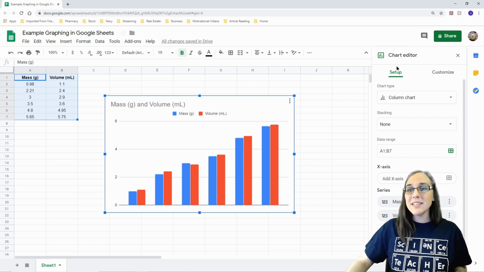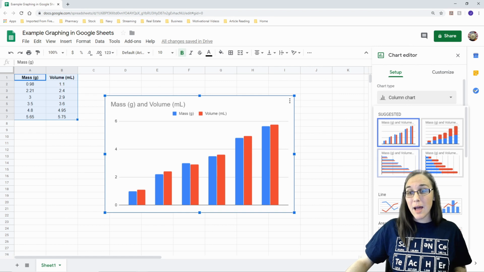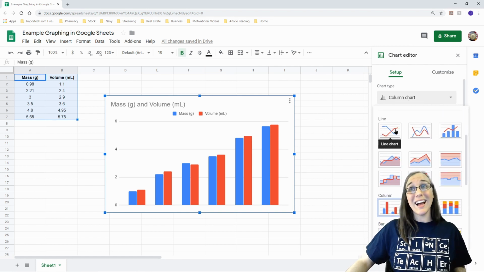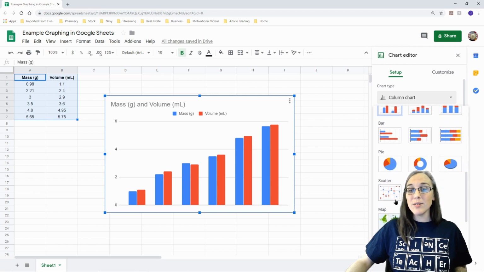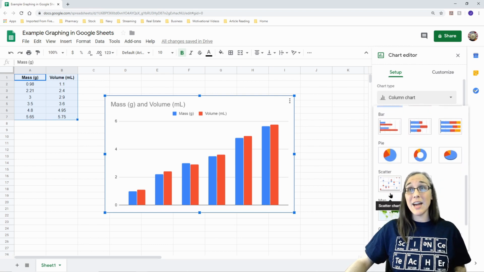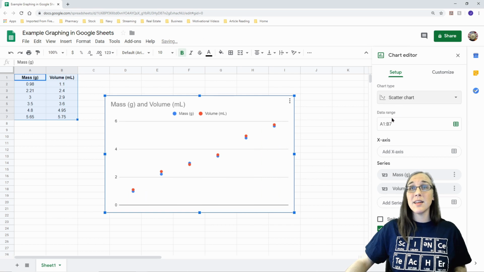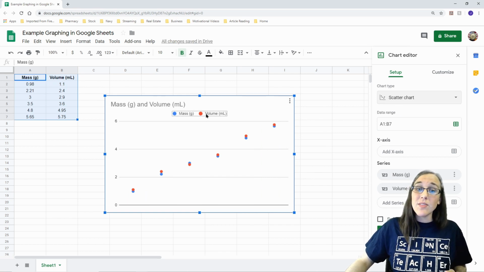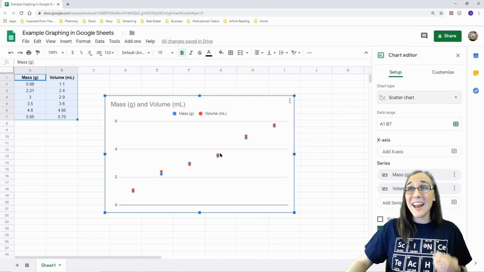I'm going to go over to this setup over here, and instead of column chart, I'm going to scroll down, not line. I don't want line either. I'm going to scroll down to get to scatter. Scatter plot is what I want. There we go. Now you'll notice that both of these values are now plotted as separate points from each other. I don't want that either.